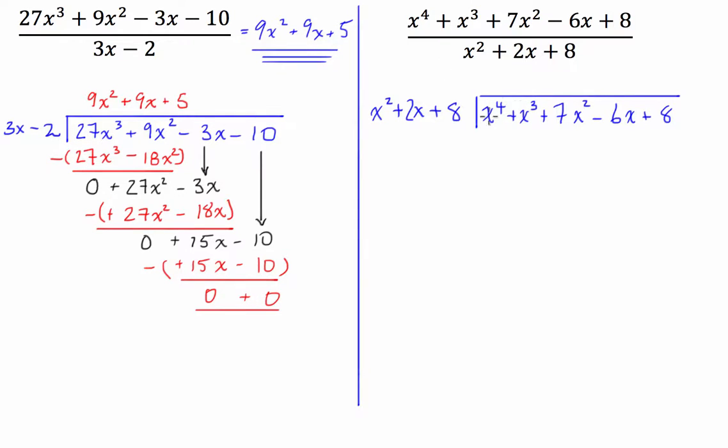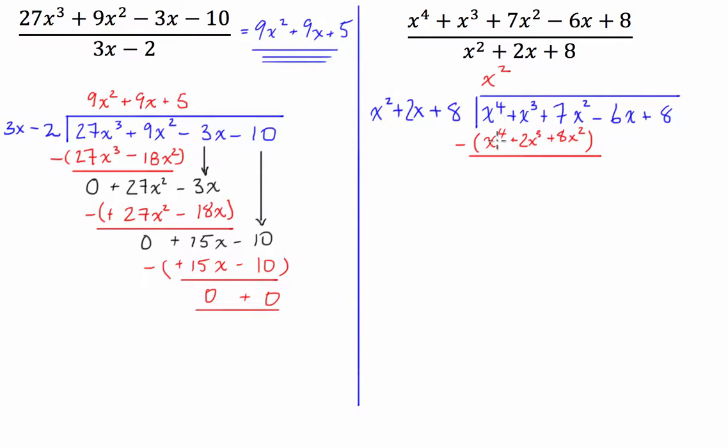First of all, we get the first number and divide it by the first number. X to the 4 divided by x squared is, you guessed it, x squared. X squared times x squared is x to the 4. But instead of multiplying by 2 numbers as we did before, here we're going to multiply by 3 numbers. X squared times 2x is plus 2x cubed. X squared times 8 is plus 8x squared. Great. Then we get those numbers and subtract them from each other.